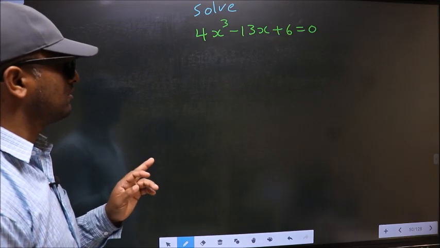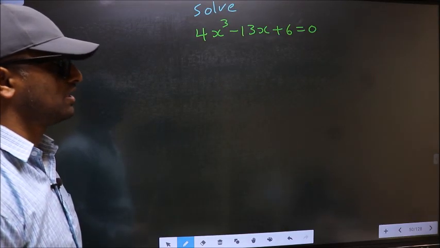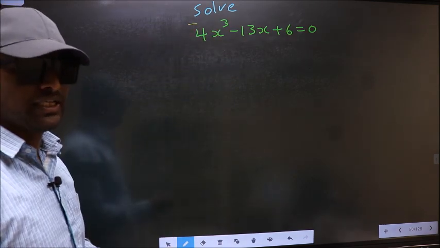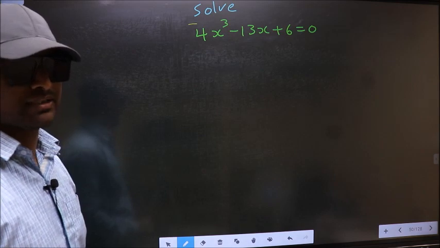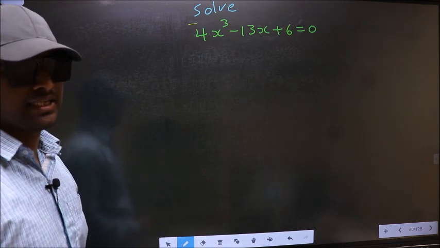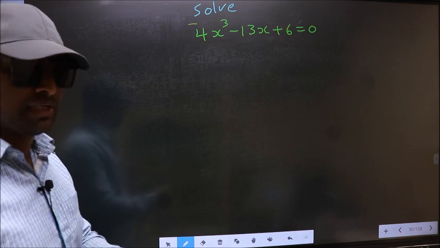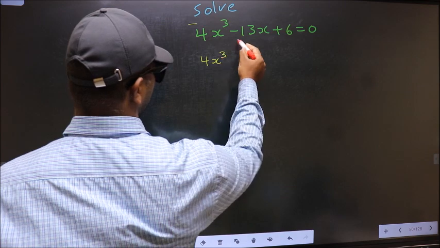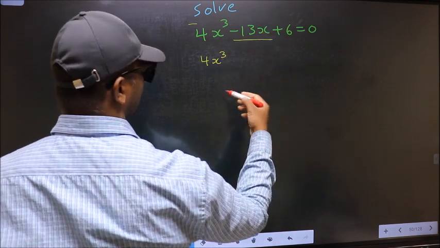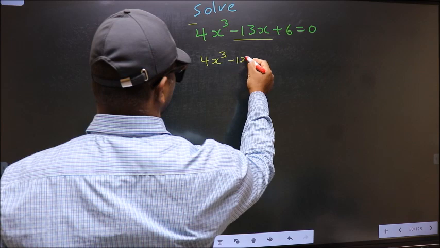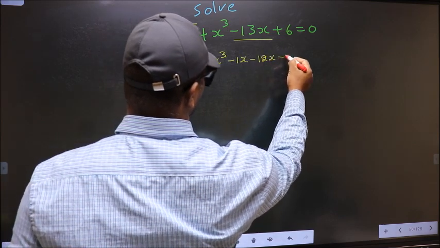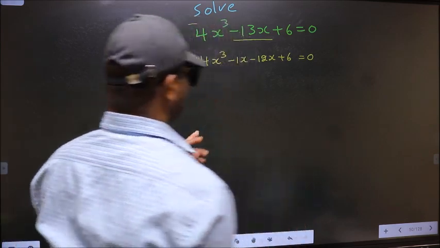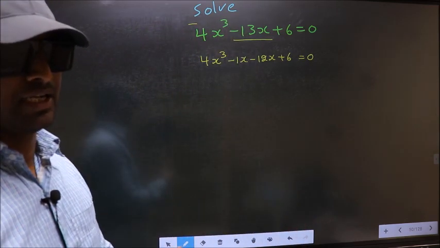Solve 4x cube minus 13x plus 6 equal to 0. Here they told us to solve, which means we should get the values of x. For that, here we have to change the x term. What I mean is, see, 4x cube in place of minus 13x, now I write minus 1x minus 12x plus 6 equal to 0. This is your step 1.